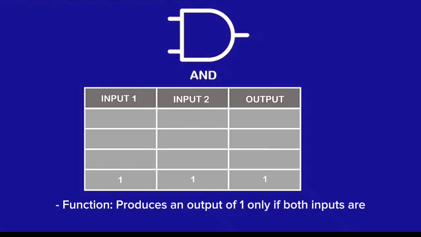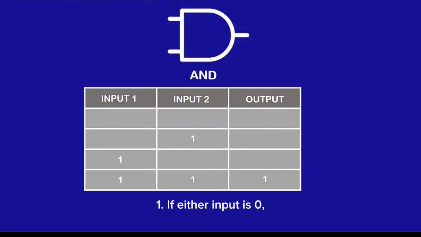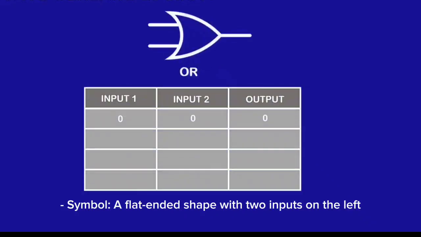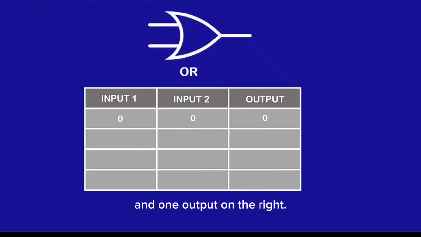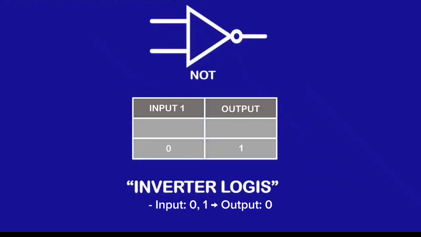2. AND gate. Function. Produces an output of 1 only if both inputs are 1. If either input is 0, the output is 0. Symbol. A flat-ended shape with 2 inputs on the left and 1 output on the right. Truth table. Input, 0, 0 output, 0. Input, 0, 1 output, 0. Input, 1, 0 output, 0. Input, 1, 1 output, 1.